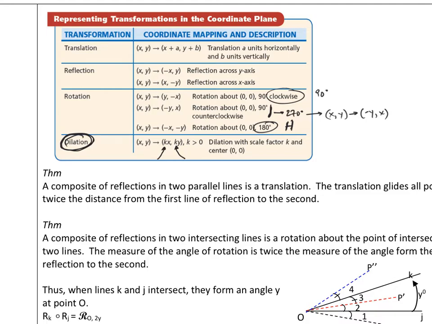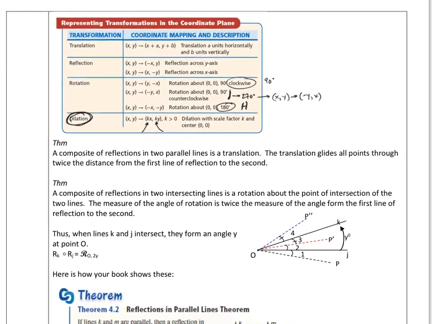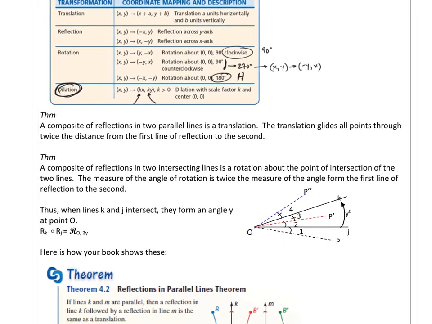Okay, then we've got a couple theorems we can talk about. For this first one, let's move this over here. A composite of two reflections in two parallel lines is a translation. The translation glides all points through twice the distance from the first line of reflection to the second. I'll explain this one to you right now.